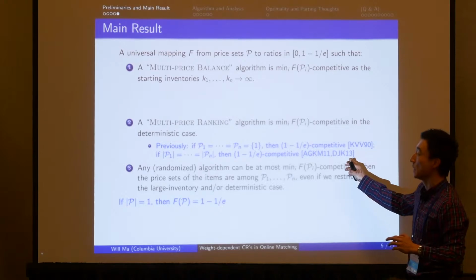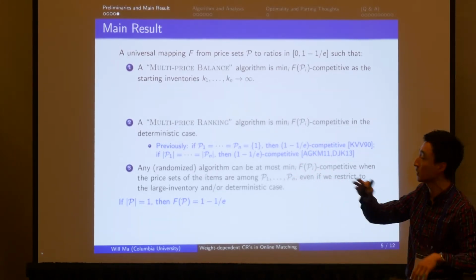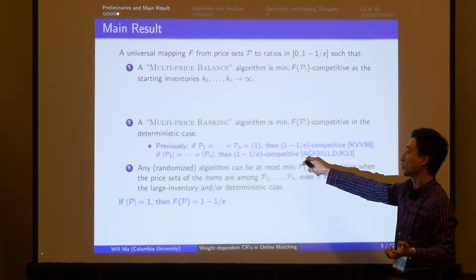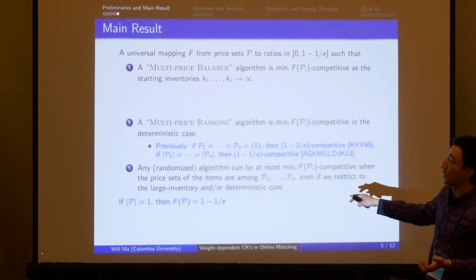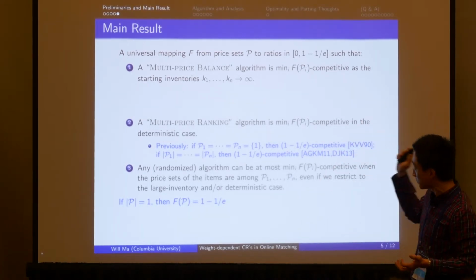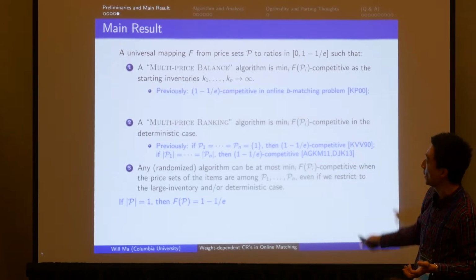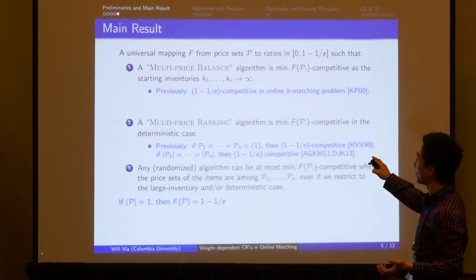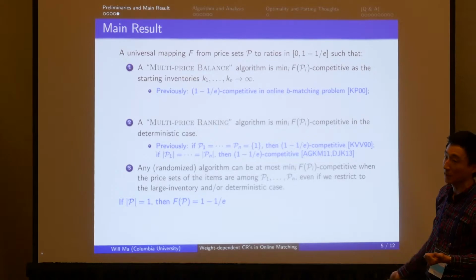This was extended to the setting where the price sets have size 1, but different items could have different prices. This is the vertex-weighted online matching. This was done in 2011, with a very nice analysis by DJK in 2013. In the multi-price balance case, previously a 1 minus 1 over e competitive ratio was known for the online b-matching problem. So this is the unweighted setting.